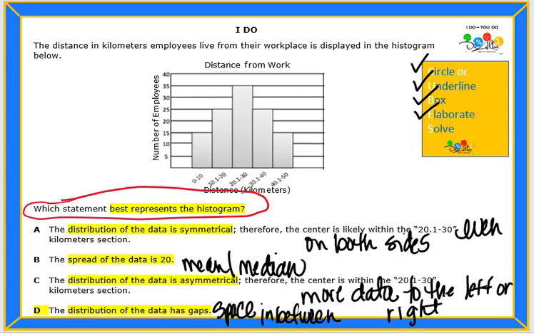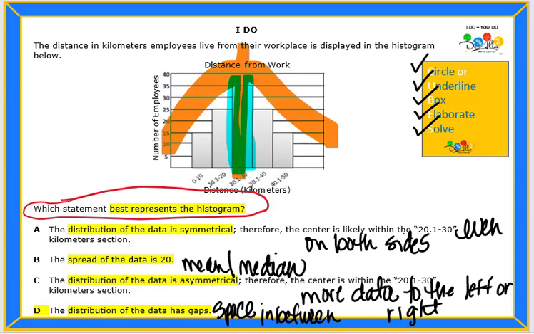Our final step is to solve the problem by going through each answer choice. A. The distribution of the data is symmetrical, therefore the center is likely within 20.1 to 30, the kilometers section. Symmetrical means it is even on both sides, and most of our data is between 20 and 30.